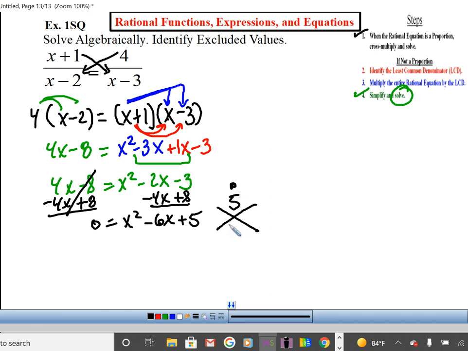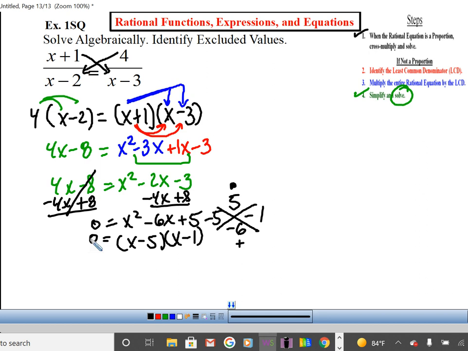Our product is 5 and our sum is negative 6. What 2 numbers multiplied give me positive 5, then when you add them, give us negative 6? Tell your neighbor those 2 numbers. Yeah, negative 5 and negative 1. So if we use a shortcut, we can write our factors as x minus 5, x minus 1, all that equal to 0.